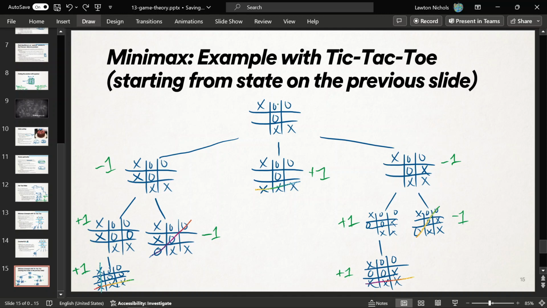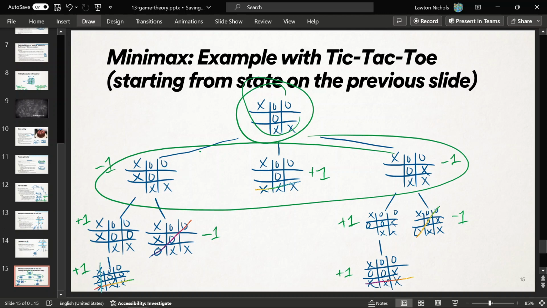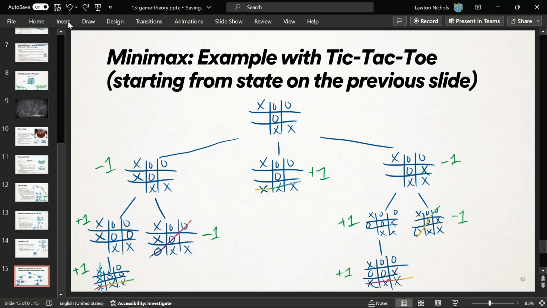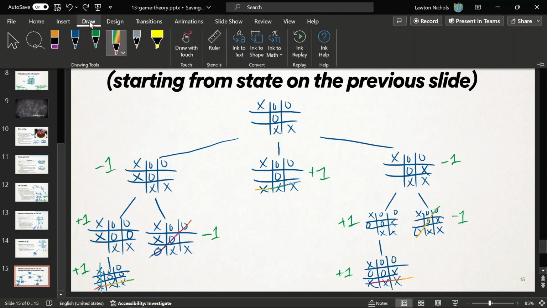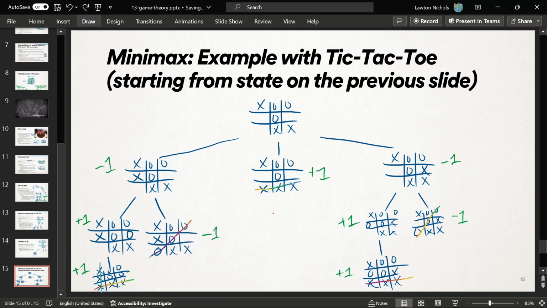So now when we're back here in our original state, we're trying to decide which move should we make. We're X. We're going to try to pick the move that maximizes our chance of winning. So we're going to find the maximum score among all the options. And do you see how there's only one left? Only one natural way to play this game. Of course, it's this one.